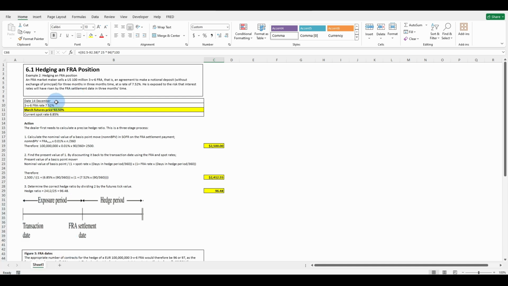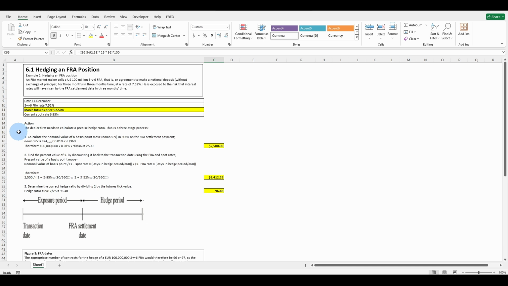Dates, December 14th. We have a 3x6 FRA rate at 7.25. March future price 92.50. Current spot price 6.85. So he's worried about that 3 month period. The dealer first needs to calculate the precise hedge ratio.